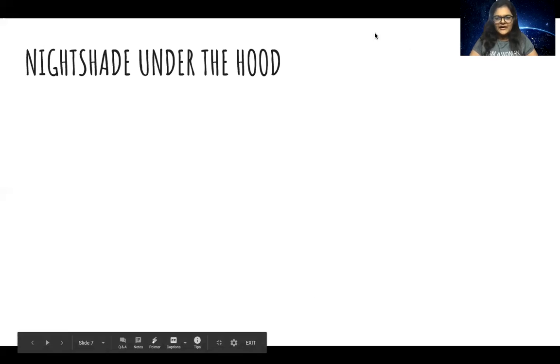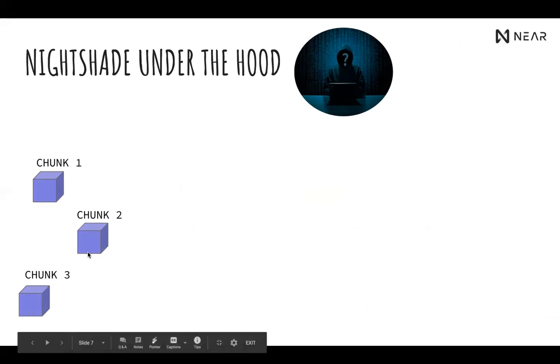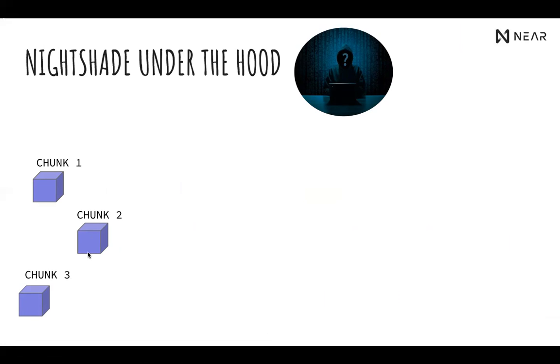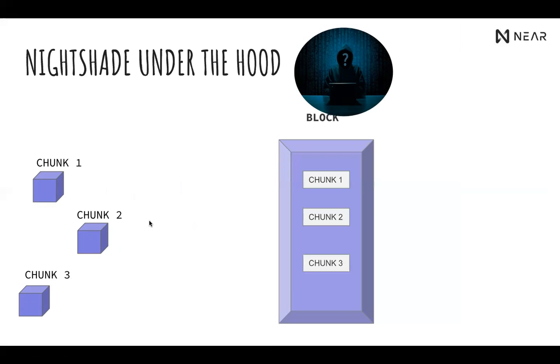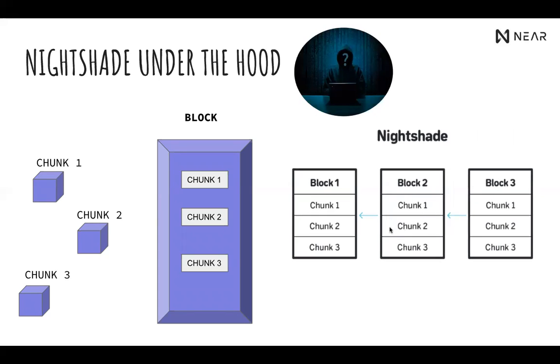Let's visualize how Nightshade works under the hood, right? So like I said, imagine the entire blockchain is split into different shards, right? So as we said, it is based on sharding, which is the underlying base principle. Now, the chunks are nothing but the transactions that are happening in these shards, and these chunks will then be put into the block, right? So one block consists of the different chunks which correspond to different shards. And all of these blocks are then connected to each other, as you can see, forming the blockchain.